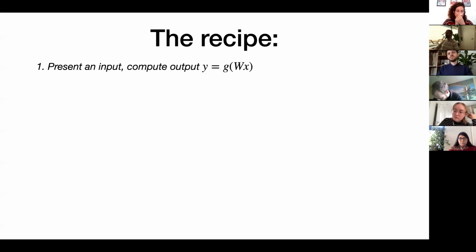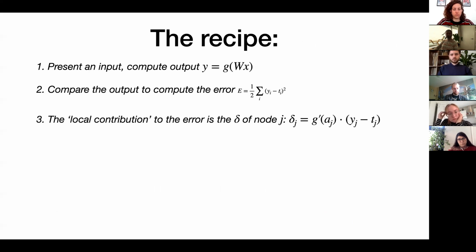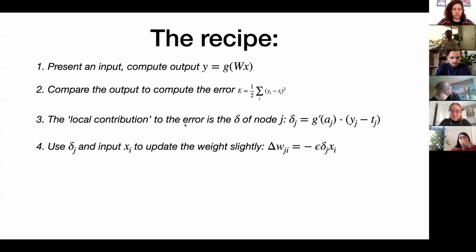So we have a recipe now, and we'll go through this again in the practical, like I said before. We're going to present an input. That's the first part of our recipe, and then compute the output: y is g of wx. Then we compare that output to compute the error. Based on that error, we find the local contribution to that error for each of the nodes in our network. And then we can use that delta and the input xi to update the weight slightly with this learning rate.